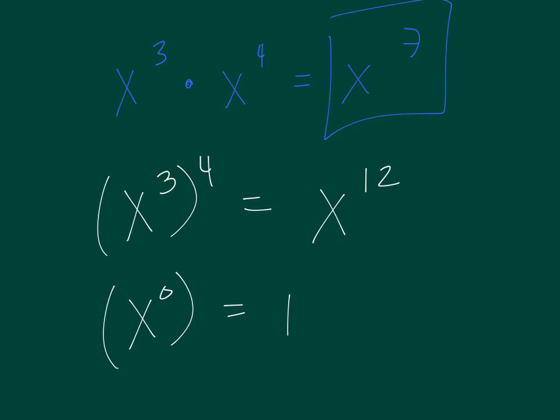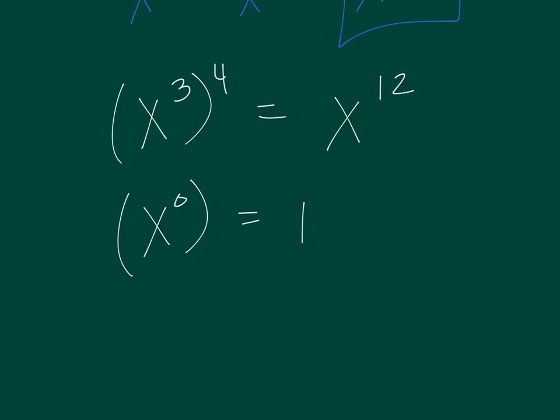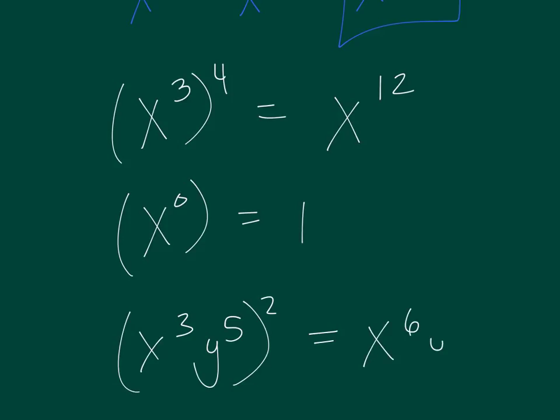I think we did one where we had multiple things inside and we had a power on the outside, such as this. What does this become? X to the 6 plus. Yeah. This should be quick, guys. I'm not trying to be mean, but you should be able to answer a question like that in like 2 seconds. 3 times 2 is 6, 5 times 2 is 10.